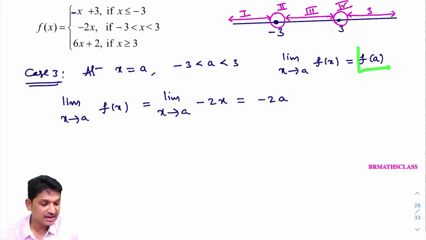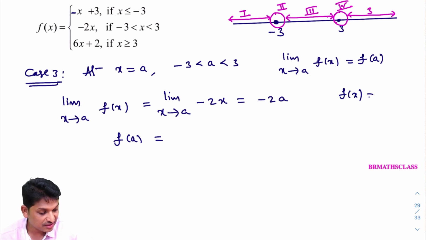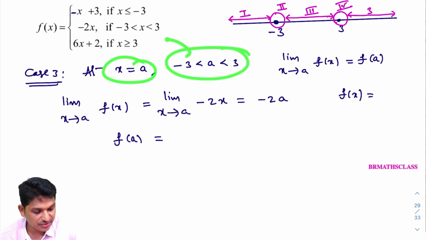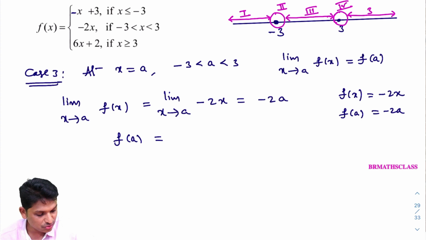Now I'll calculate this f of a. To calculate f of a, I need f of x. What is the function here? f of x. Here, a value is in this interval, no? So which function do we need to choose? We need to choose minus 2x only. f of x is minus 2x. Then what is f of a? f of a is minus 2a.